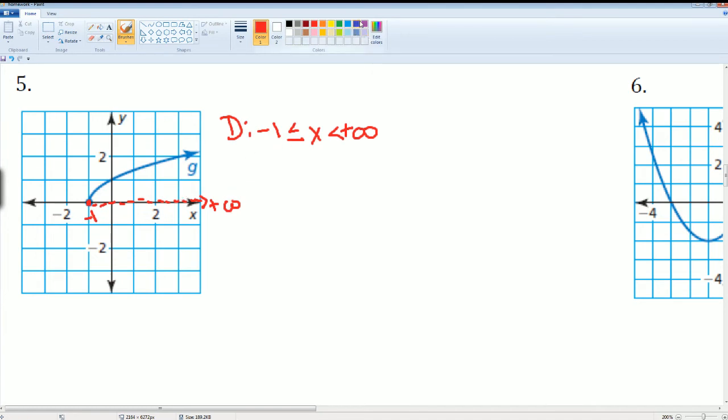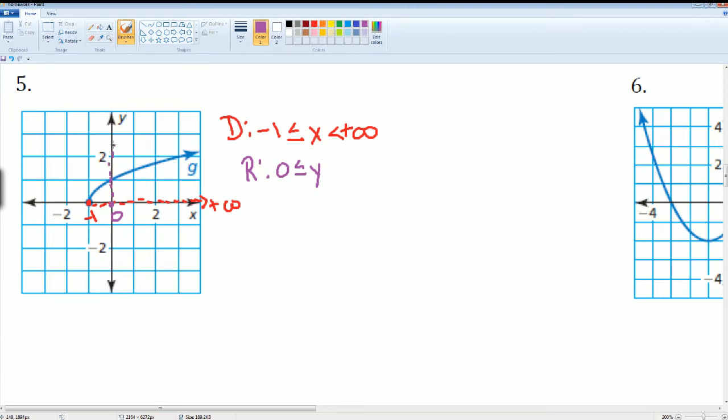That's the domain. Let's look at the range. Right? What is the smallest y value? Well, it stops right here. 0, 0. And it was that value. Okay? It doesn't go any lower. And what happens? Keep going, keep going, keep going.